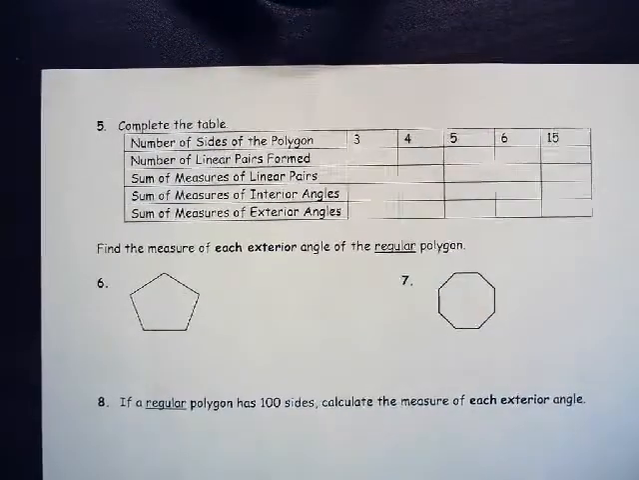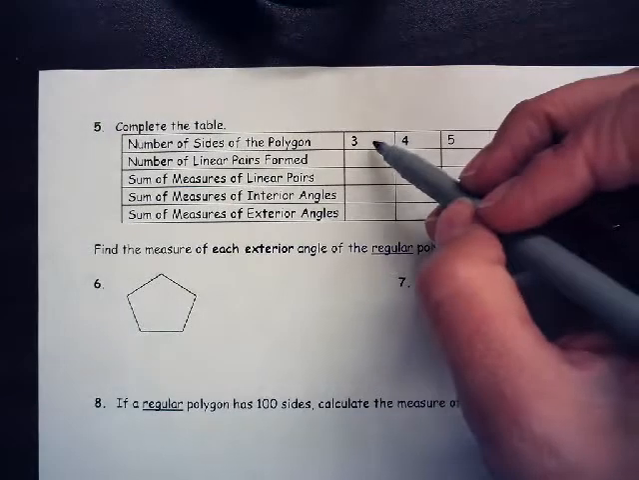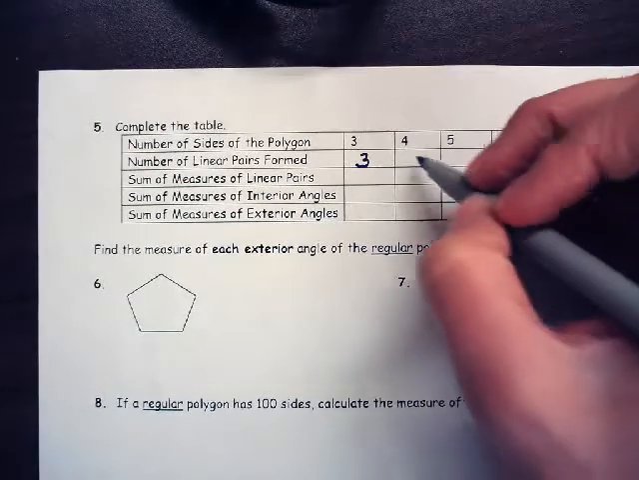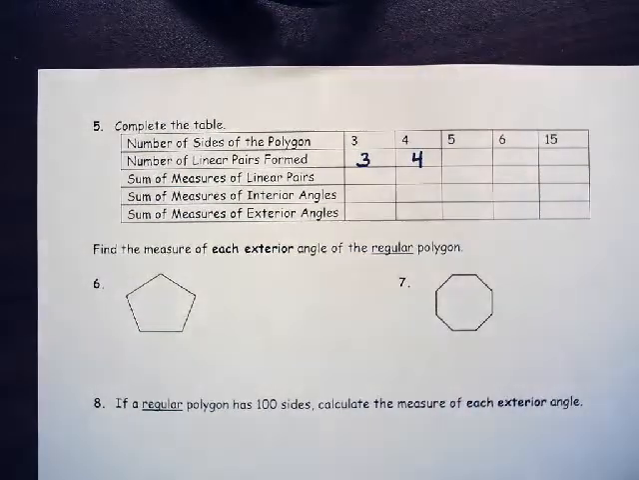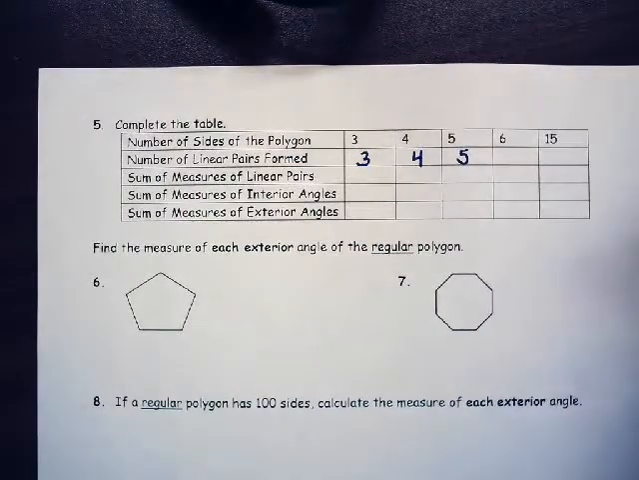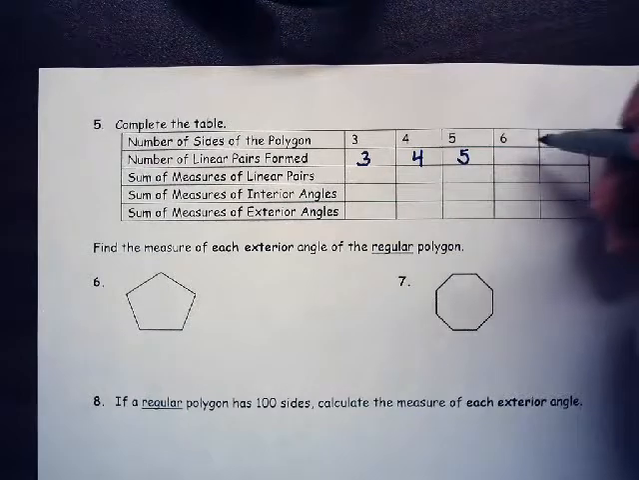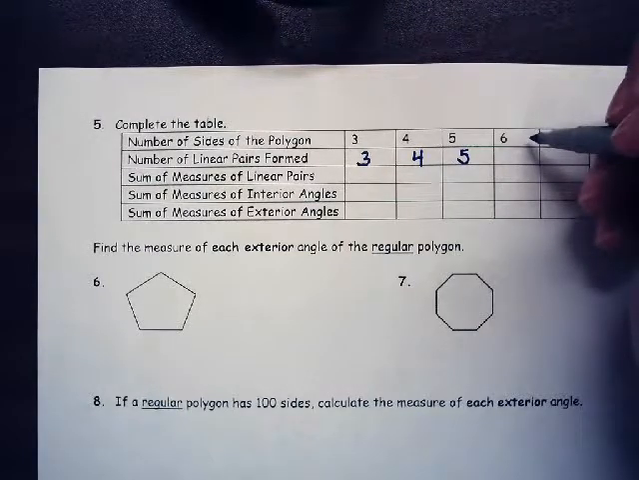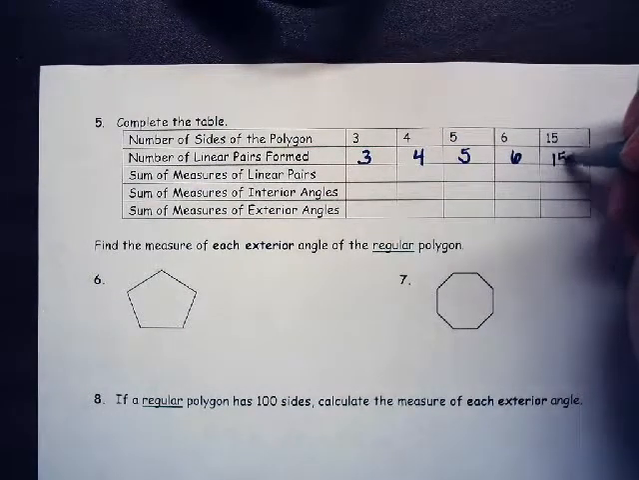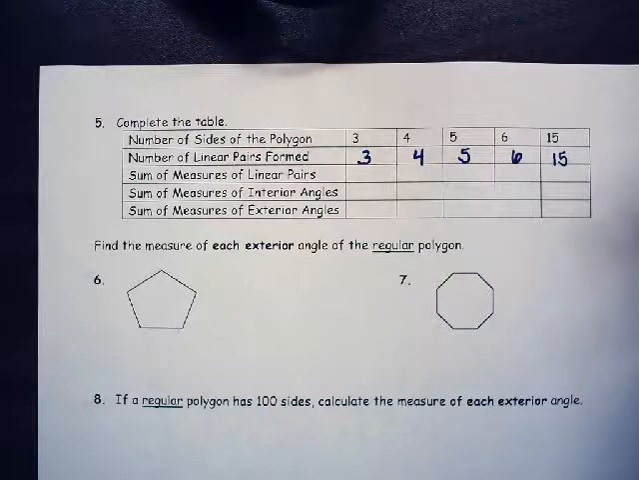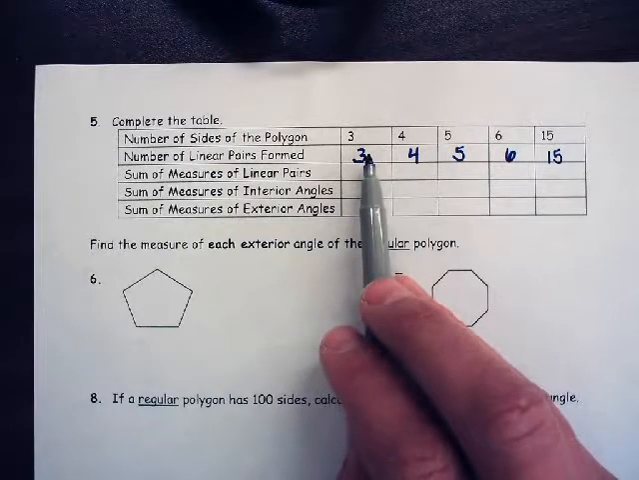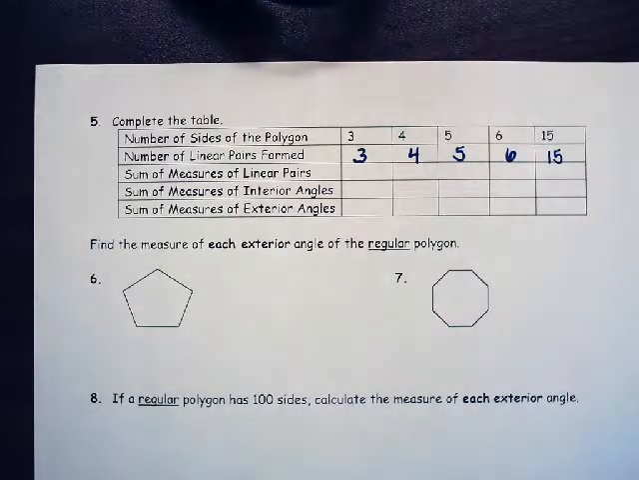Okay, so we're going to complete the table. We already know this one. A three-sided polygon is 3 linear pairs. A four-sided polygon is 4 linear pairs. And yes, there is a pattern. A 5-sided polygon is going to give me 5 linear pairs. And if you don't trust me on that, go ahead and draw it. A 6-sided polygon is going to give me 6 linear pairs. And a 15-sided polygon is going to give me 15 linear pairs. The sum of the measures of all the linear pairs is just 180 times each of these numbers. So go ahead and fill that in, same time that I am.